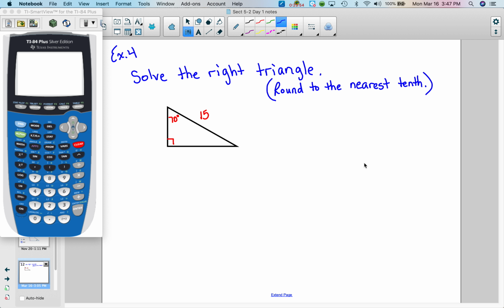What that means is you have to find all the missing parts. So when you are asked to solve a right triangle, you need to find whatever's missing and round to the nearest tenth for any parts when you need to. So first of all, I know that this is a 90-degree angle. I know this is 70 degrees.